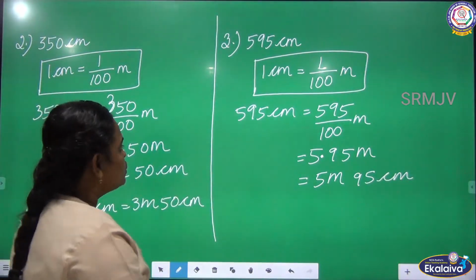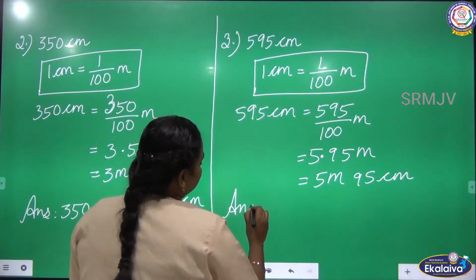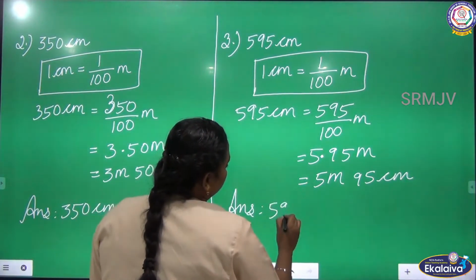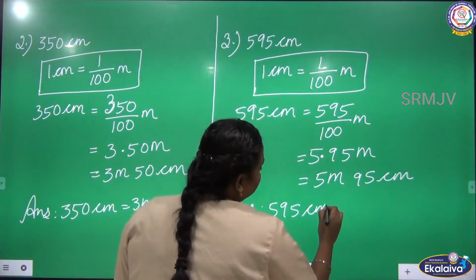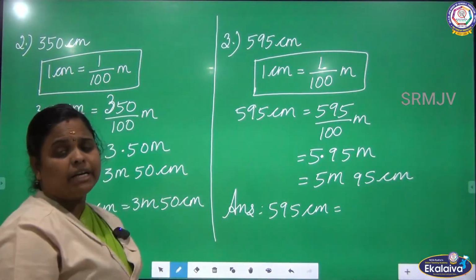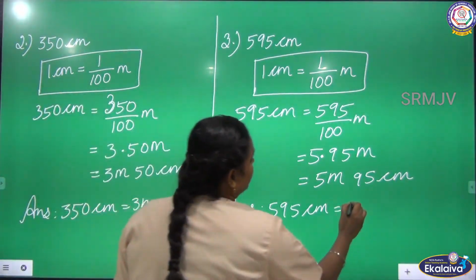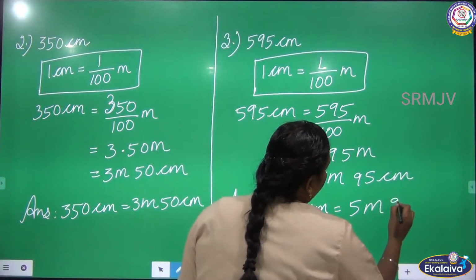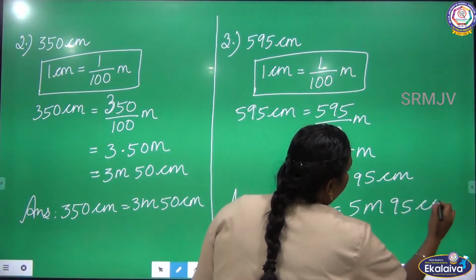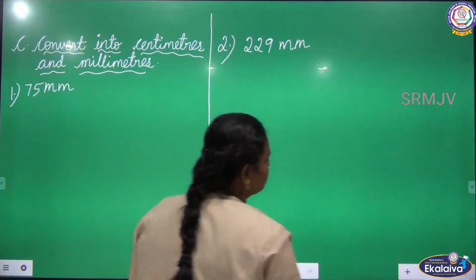So what is the answer, children? 595 centimeter equal to 5 meter and then 95 centimeter.